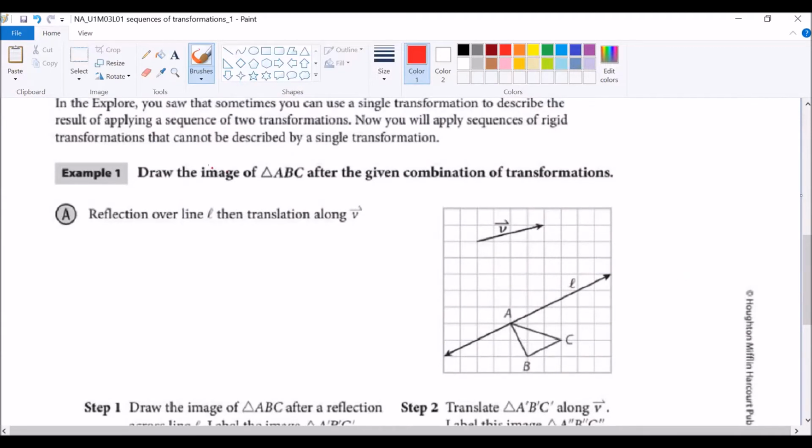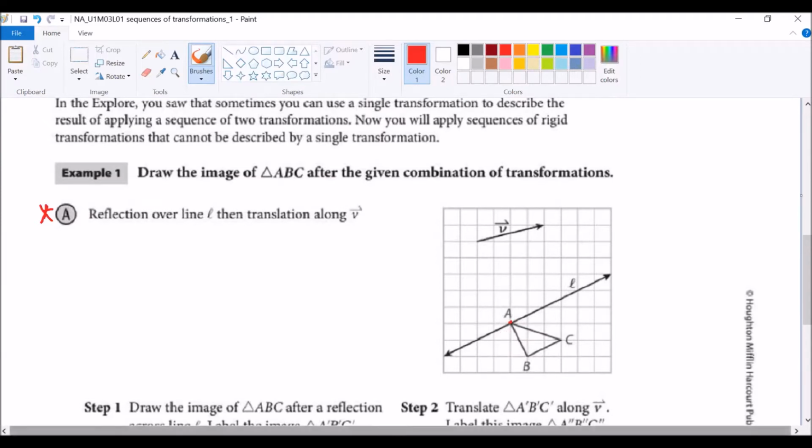So part A, that's right here, we have to do a reflection over line L, then a translation along the vector V. So let's look over here. If we're going to reflect this over line L, A is not going to go anywhere. A is going to stay exactly where it is. But B, let's say if I have to make a straight line to the line, I would go up 2 over 2. Well, it's kind of hard to see from here.